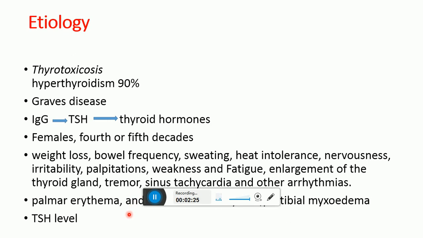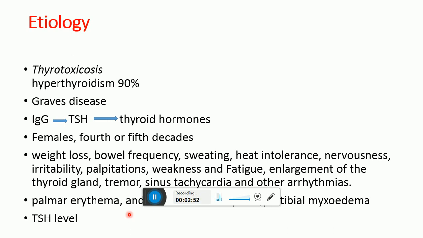There is thyroid acropathy, a phenomenon similar to clubbing of the fingers occurring in 1% of the patients. Pretibial myxedema occurs in 1 to 5%. And what is pretibial myxedema? It is indurated thickening of the skin of the shins. Cardiac manifestations may include sinus tachycardia and other arrhythmias. Other autoimmune disorders can be associated.